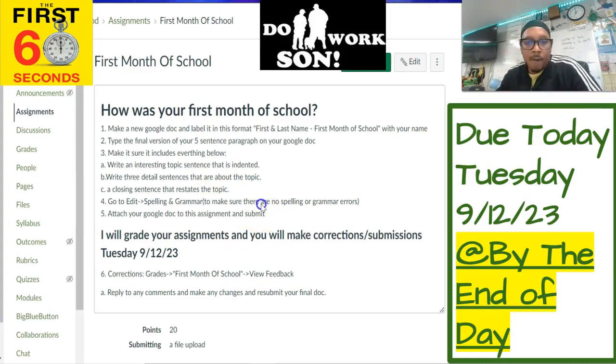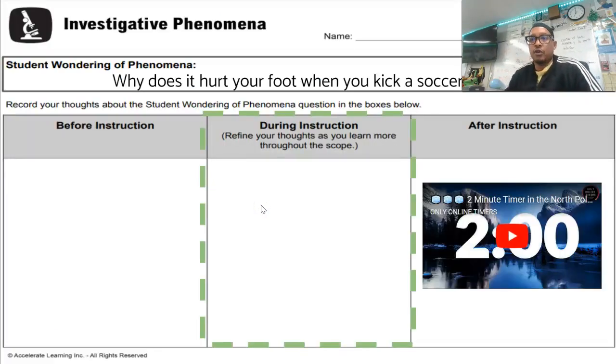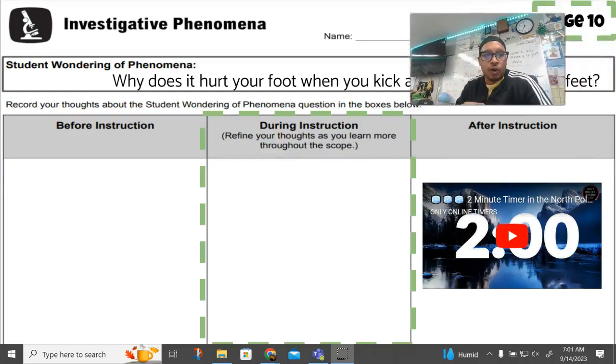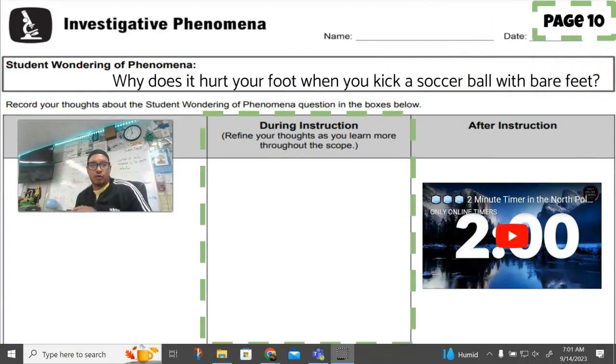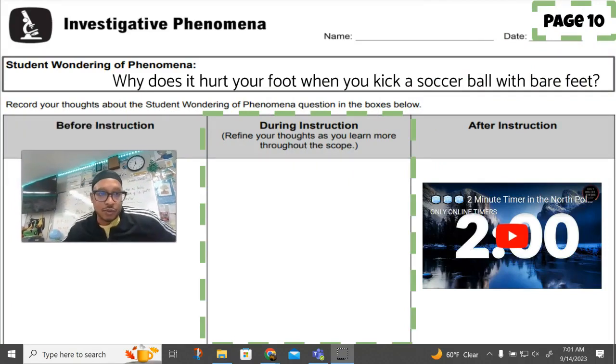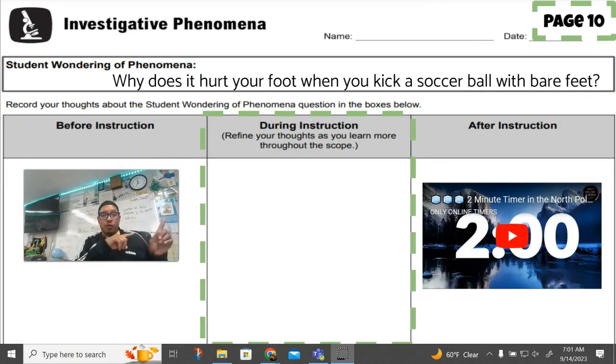All right, y'all, let's move it forward. Okay, so we have already gone through this question before, and we did the before instruction. That's the box that I'm in right now. Now we're going to move forward into the during instruction, right? So again, we're going to answer the same question that's up there. Why does it hurt your foot when you kick a soccer ball with bare feet?